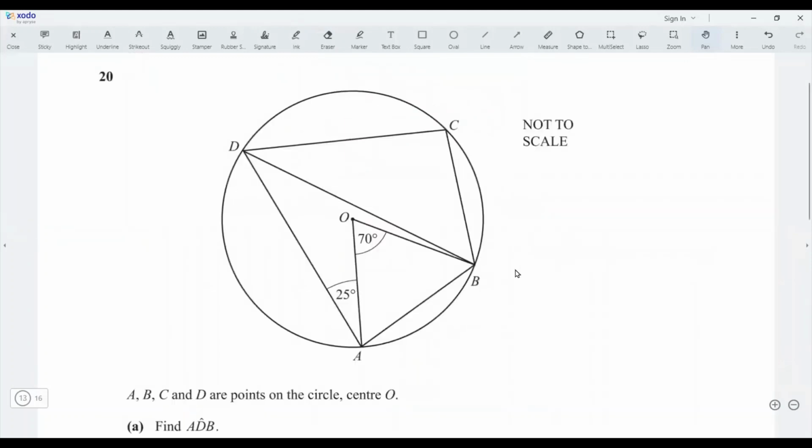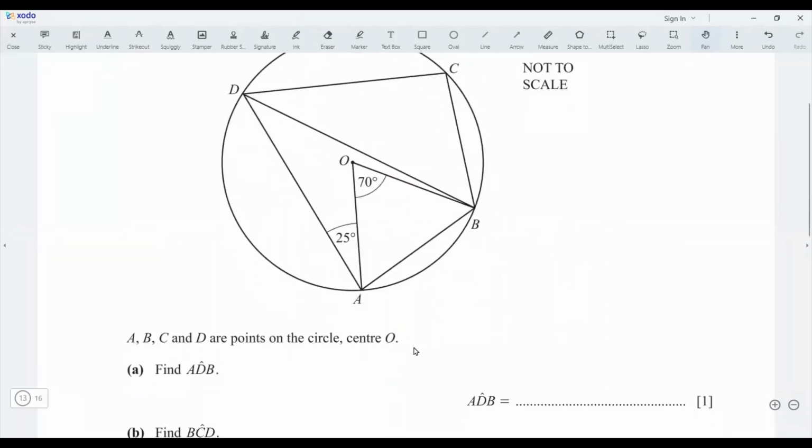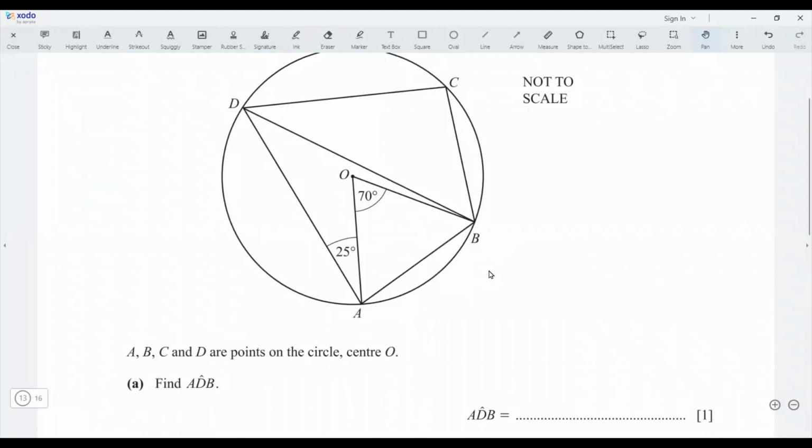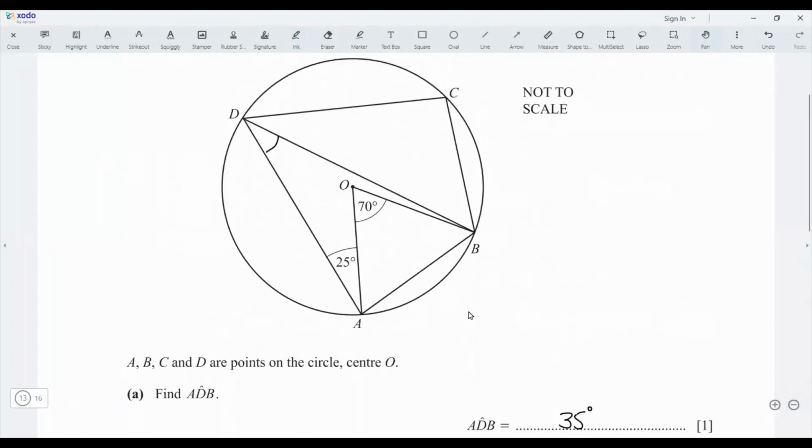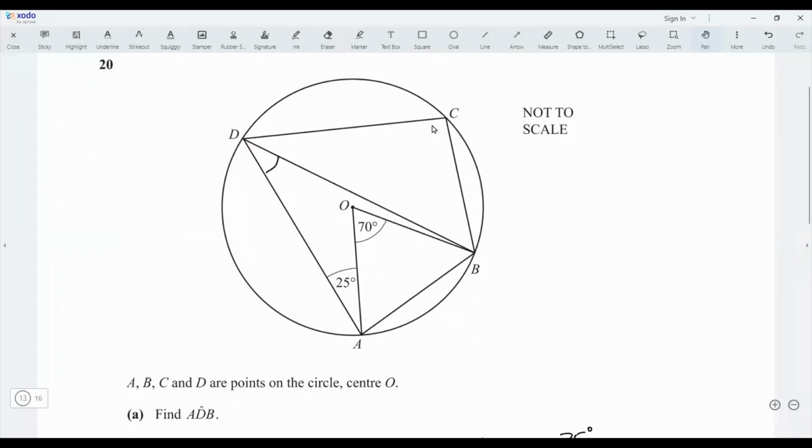So moving towards the next part. In the next part, it is basically angle properties. So we have to find angle ADB. Where does it lie? A, D, and B. O is at the center, and it has the property that the angle at the center is double the angle made at the circumference. So 70 divided by 2 results in 35 degrees. That will be the answer for angle ADB. So what about the next question? Angle BCD. Where is it lying? B, C, and D. So how can we find it?